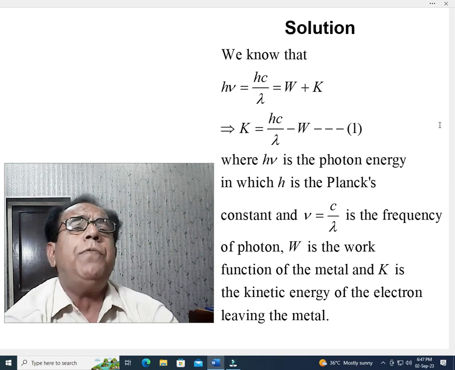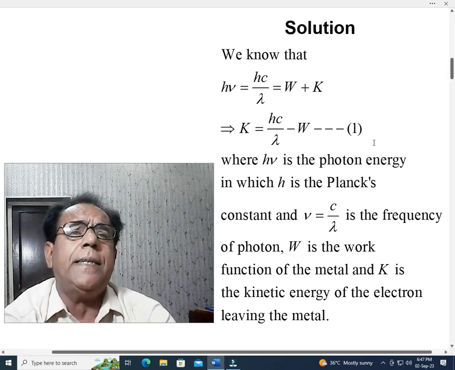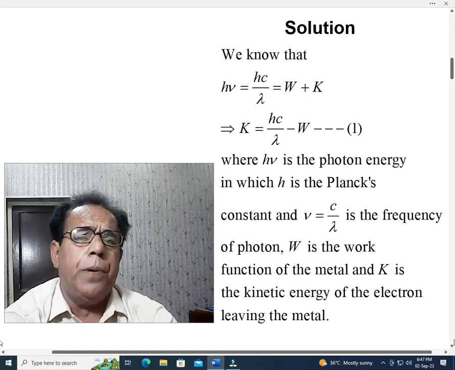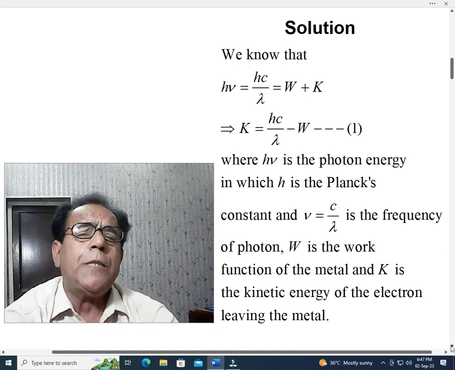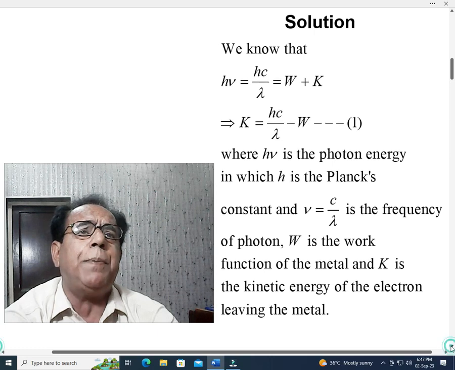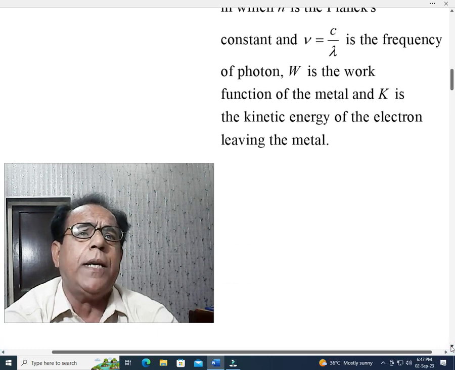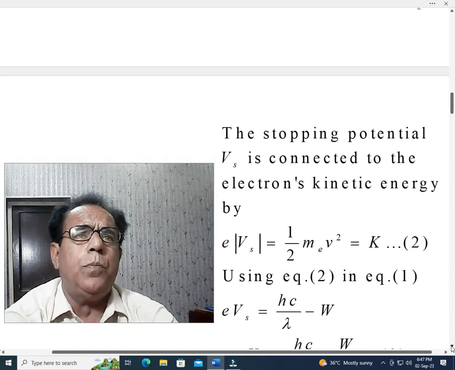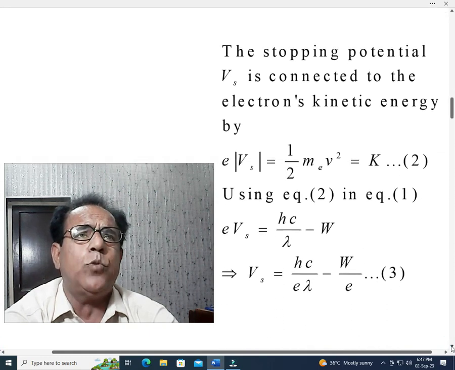So we will use this expression to solve some part of our problem. In this expression all things have been explained, that is, what is what. I think it is now relatively easier to understand.